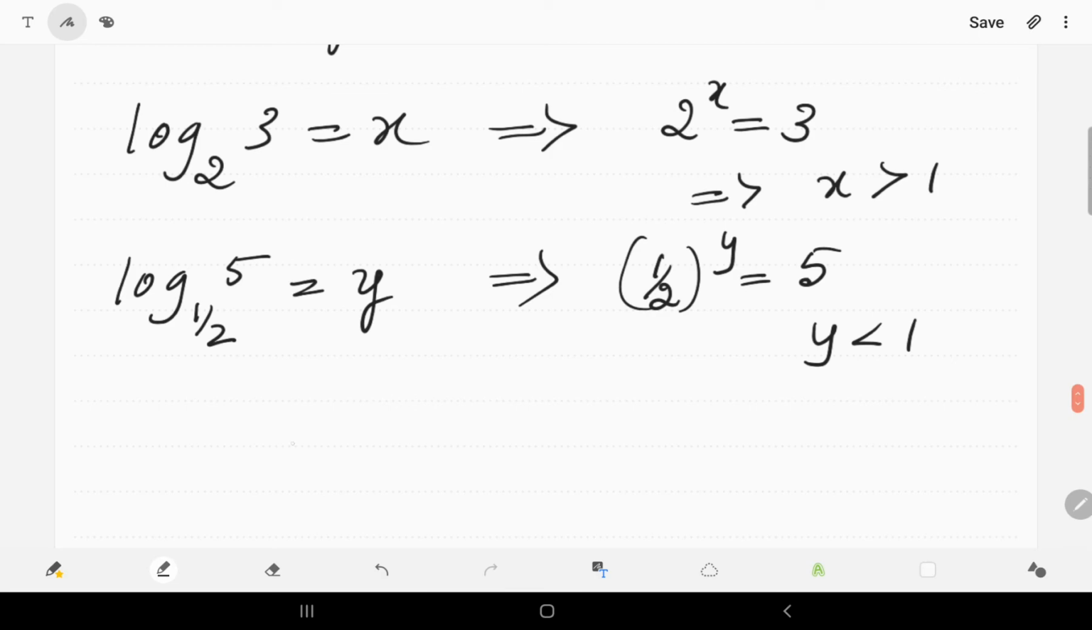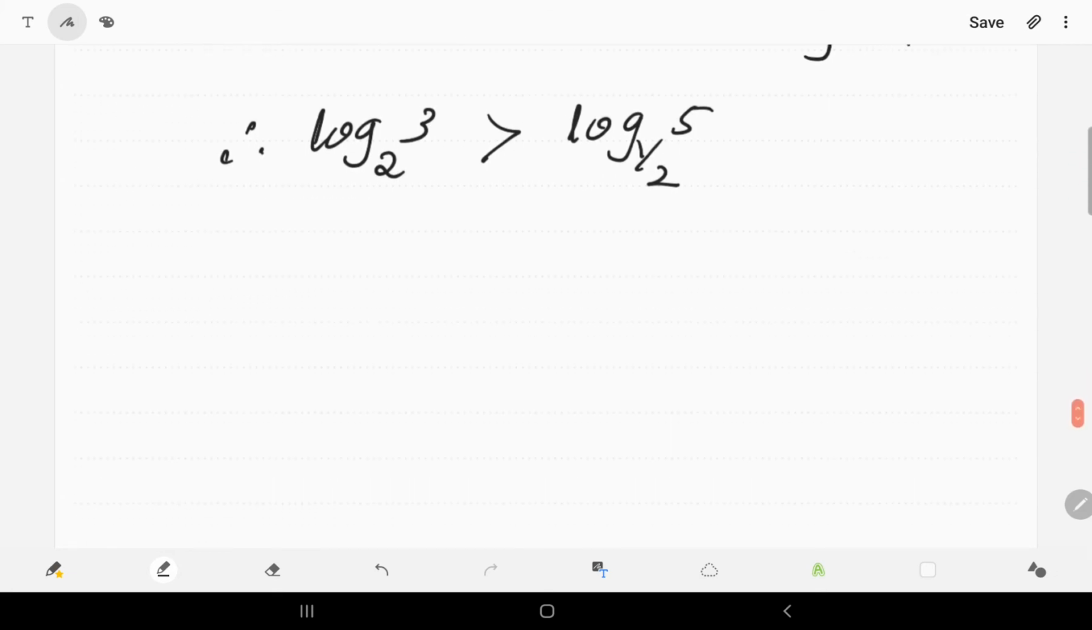Therefore, log of 3 to the base 2 is greater than log of 5 to the base 1 by 2, because x is greater than 1 and y is less than 1. So log of 3 to the base 2 is greater than log of 5 to the base 1 by 2.